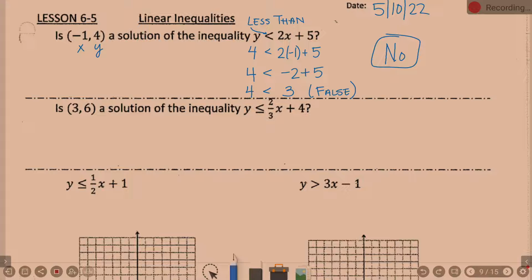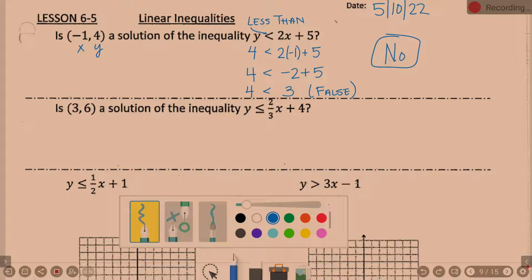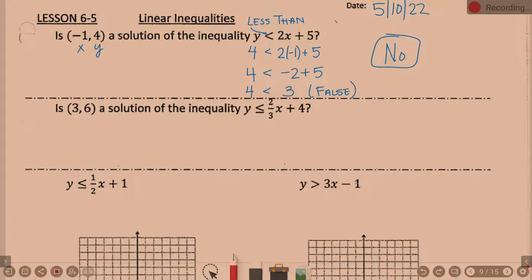Same idea on the next one. Is (3, 6) a solution of the inequality y less than or equal to 2/3 x plus 4? I say yes. You say yes just because if the last one was no, this one's probably yes? 3, no, because 3 plus 4 is not. 3 plus 4 is 7, and y is 6.